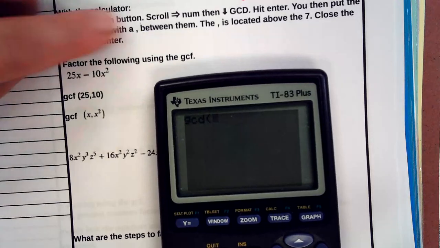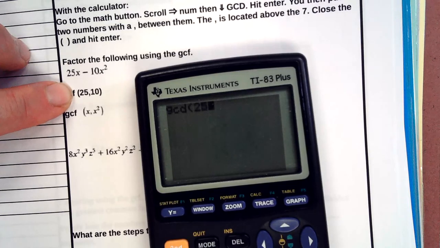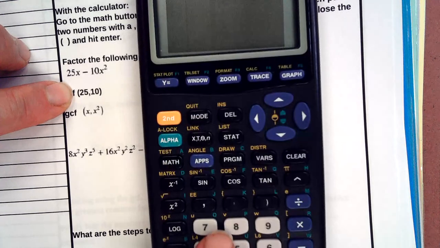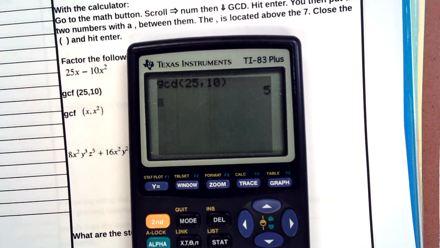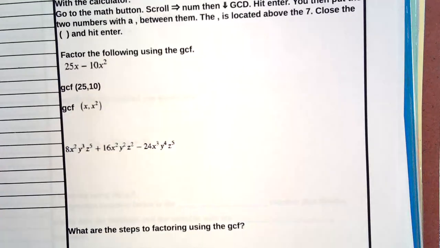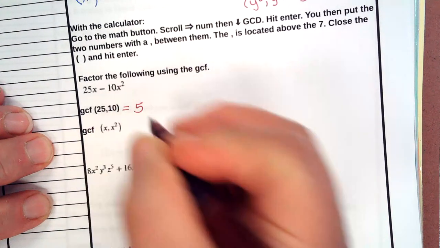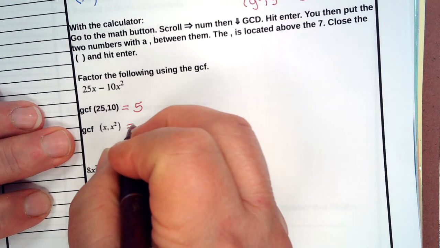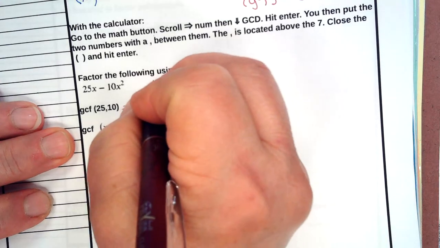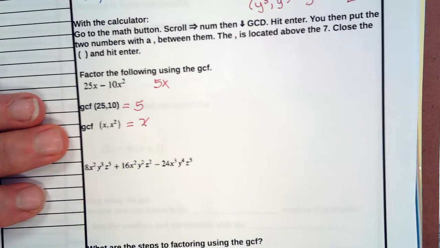Now I want to put the numbers in because I've got parentheses, so I'll start with 25, use the comma, right above the 7 is a comma, 10. Close it off, hit enter, and it is 5. Okay, x and x squared. What's your greatest common factor? Well, that will be x. So 5x is the greatest common factor of 25x minus 10x squared.